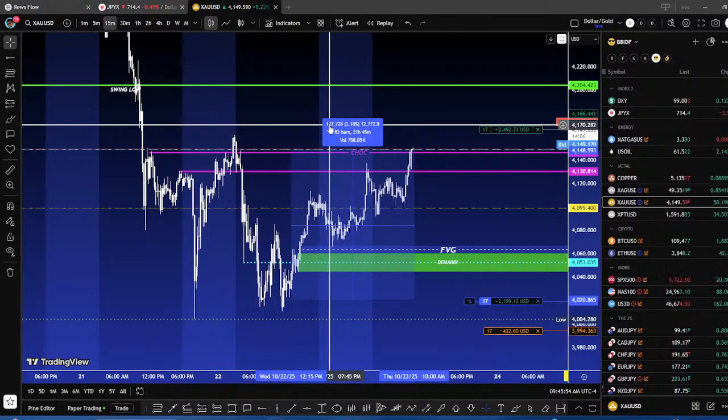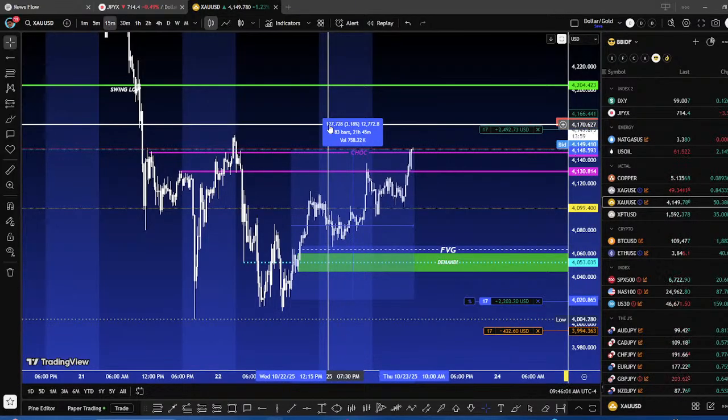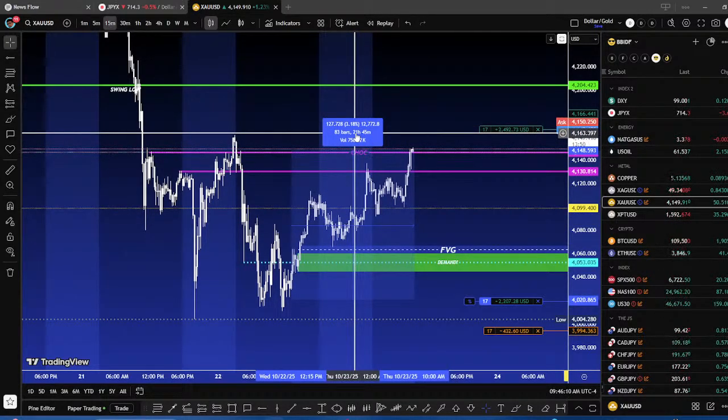we got a $127 move on gold. That's $127 on a micro. That is $1,270 on a mini, and that's 12K on a standard in less than a day.